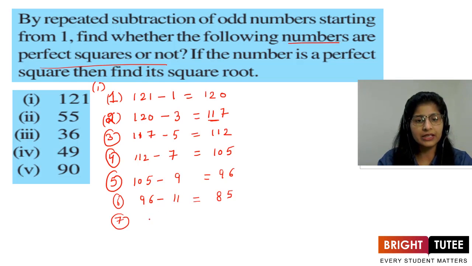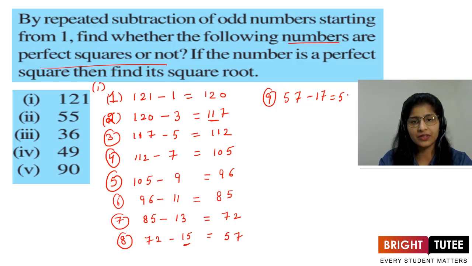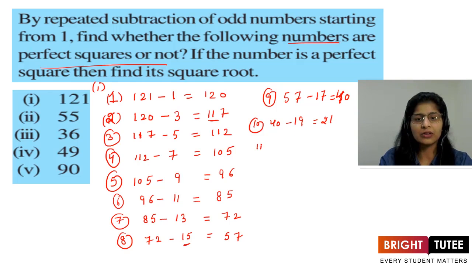Now the seventh step: from 85 we'll subtract the next odd number, that is 13. So 85 minus 13, we get 72. Next step, from 72 we will subtract the next odd number. It is 15. If we do that, we get 57. Next step, step number 9, from 57 we will subtract the odd number after 15, that is 17. We get 40 here, right? 10th step, from 40 we subtract 19. We will get 21. Now the next step, from 21, the next odd number after 19 is 21. So 21 minus 21 gives us 0.